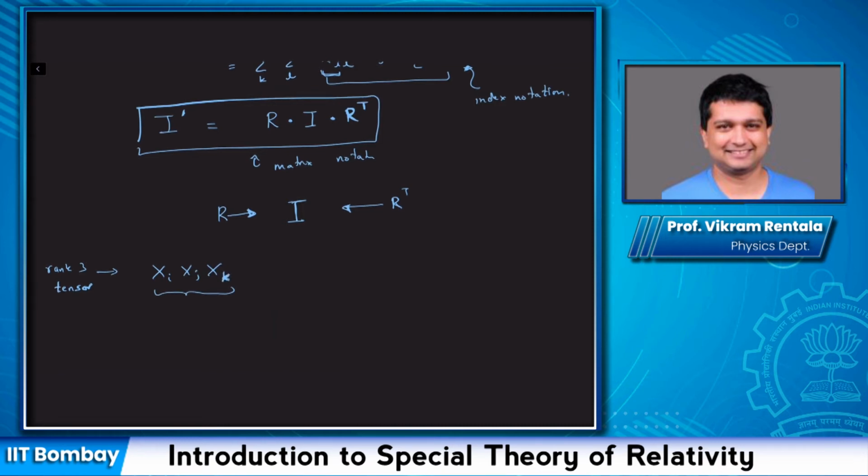And we can ask, how does this object transform? And in index notation, again, it's very easy to see how this transforms. It would be x'_i x'_j x'_k, which would be related to the old quantities by R_ia R_jb R_kc x_a x_b x_c.